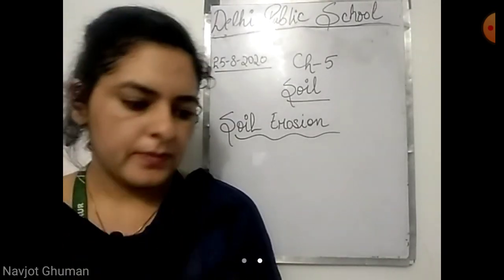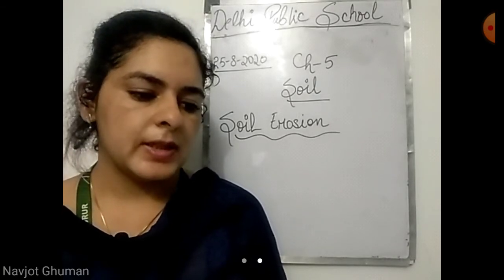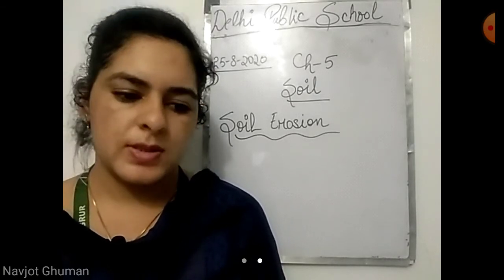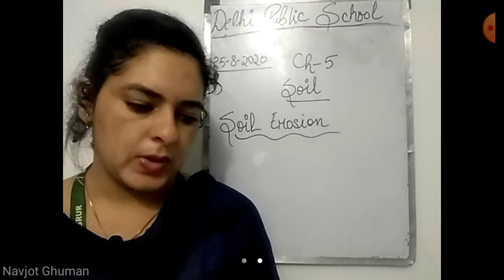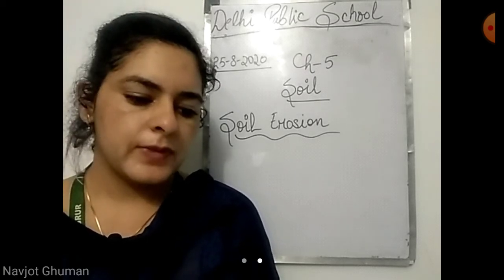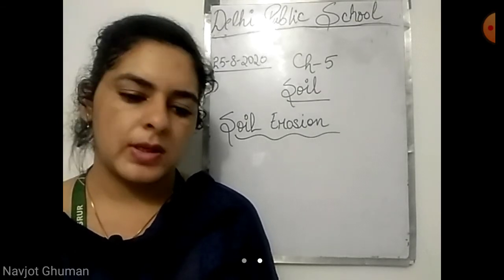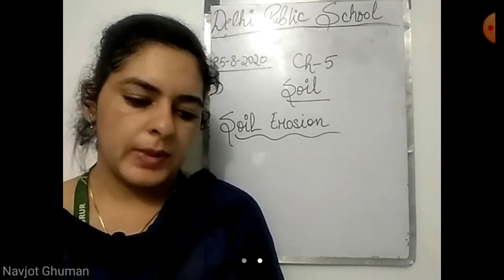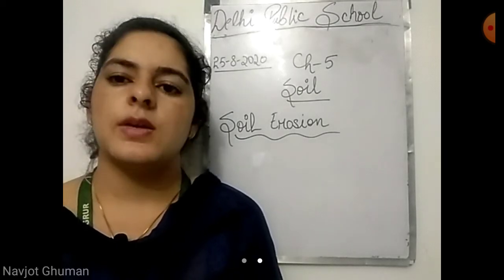I am reading from the first line. Topsoil is very fertile because it is rich in humus. Strong winds and water wash away the loose topsoil. The removal of the fertile topsoil by the action of wind and water is called soil erosion. Strong winds, heavy rainfall, and cutting down of trees increase soil erosion.